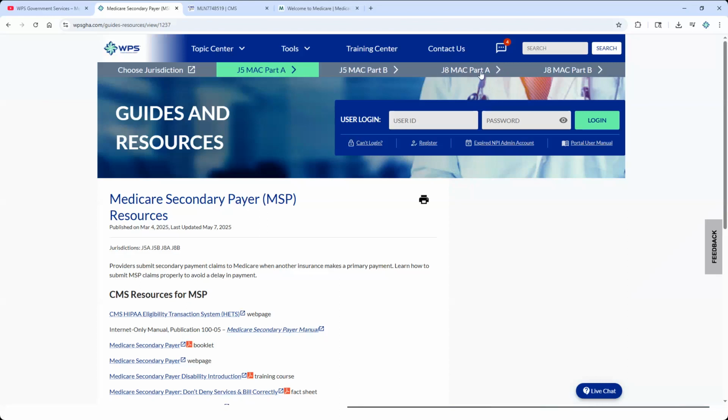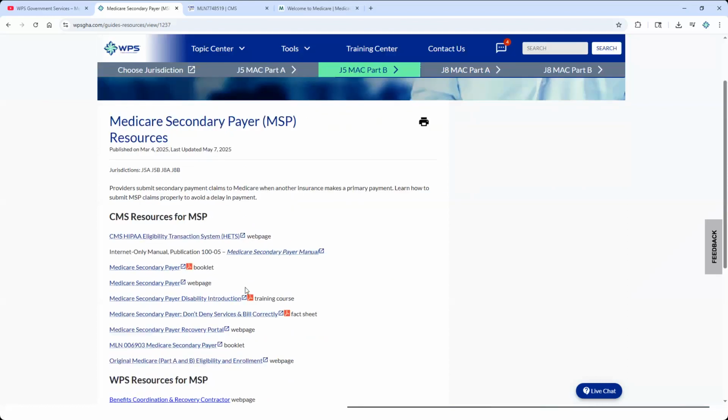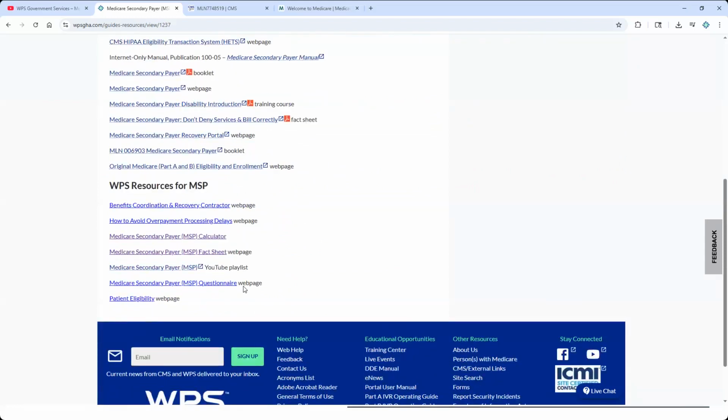And you still want to make sure that you are in Part A. Remember, it's not about Part A in terms of the benefit category. It is the line of business. Okay. So you can see they look relatively similar if we switch Part A and Part B. A couple of differences will be down here.